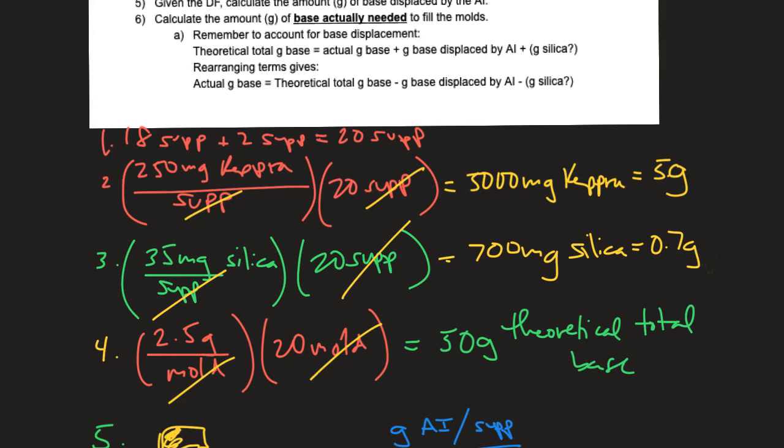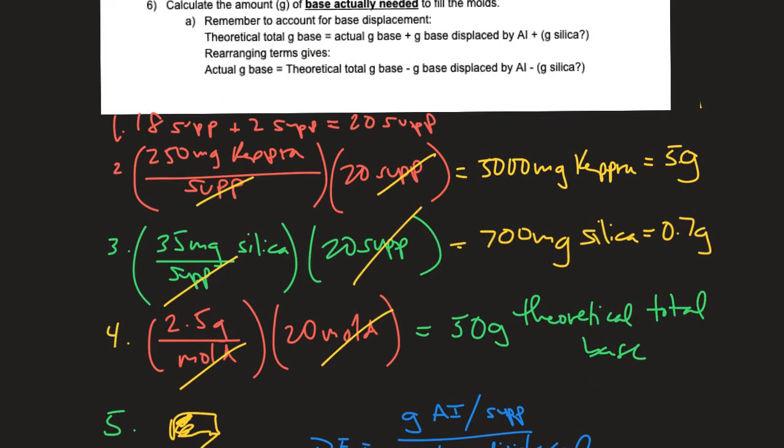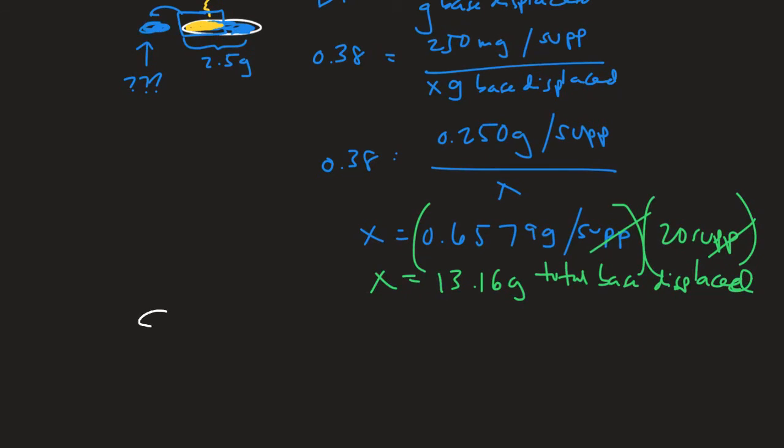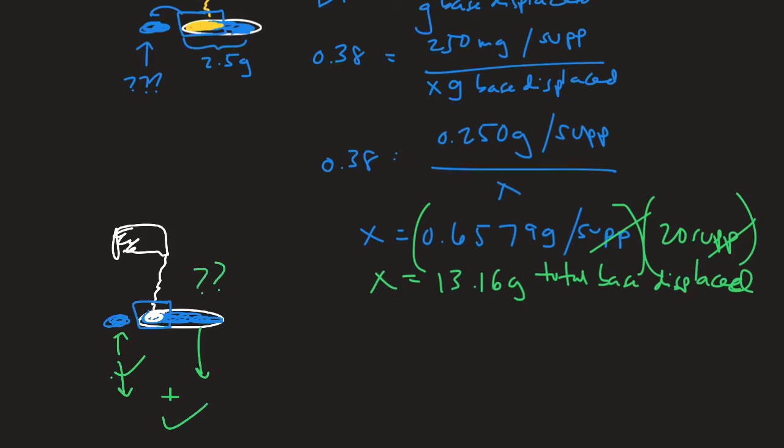We're going to calculate the total amount of base actually needed to fill the molds. So we remember the formula earlier: theoretical grams of base equals actual grams of base plus base displaced by AI plus grams of silica. Pictorially, we had your mold, filling it with PEG as the base. Once we added the AI, here's your beaker, it's going to displace that amount of base based on the density. We knew the total amount of base, which is this one plus this one, but we don't know what's remaining in the cavity.